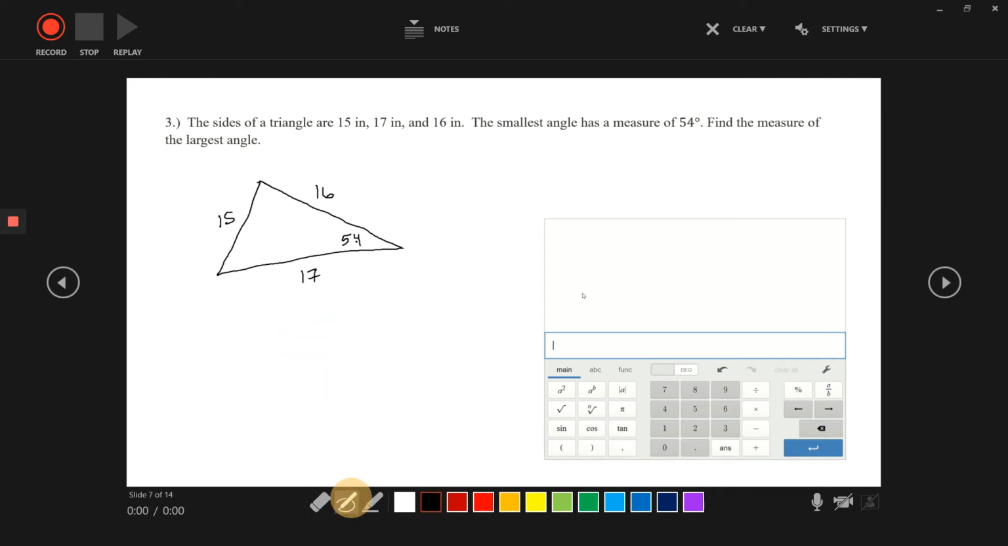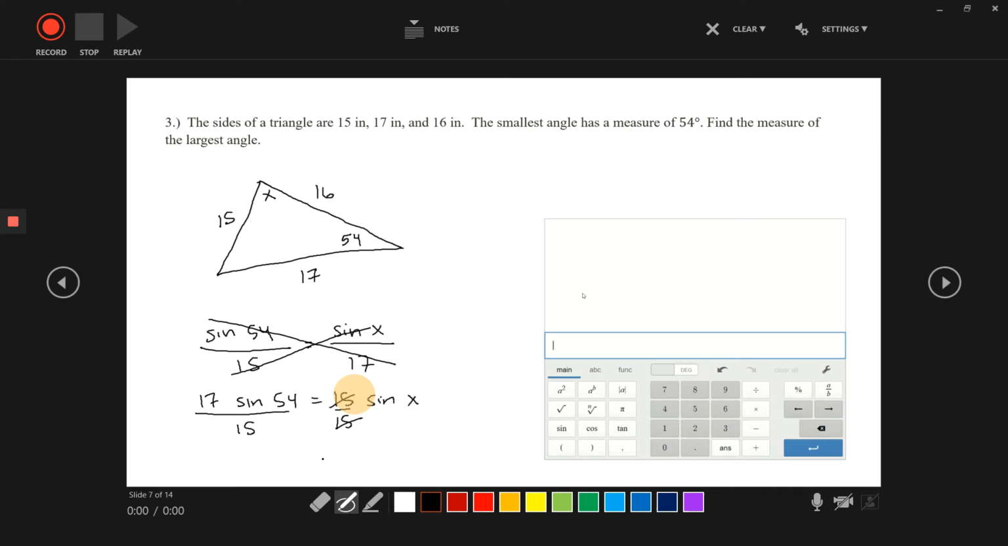Our smallest angle, 54, is across from our smallest side, 15, which means the biggest angle that we're trying to find is across from the biggest side, 17. So let's set this up. Sine of 54 across from 15 is equal to sine of our largest angle across from our largest side. All right, so let's cross multiply now. So 17 sine 54 equals 15 sine x. And remember, the x is stuck inside the sine, so you can divide off the 15.